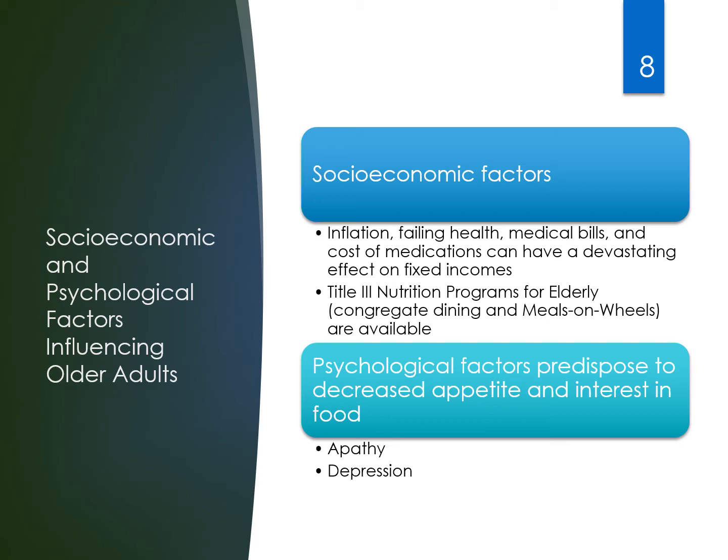Title III nutrition programs for elderly. This is kind of that congregate dining and Meals on Wheels. Those are usually available to older adults, but it really depends on where they live. If they don't live in an area that has the route for Meals on Wheels, then they're not able to get it. And then psychological factors predispose to decreased appetite and interest in food. So apathy and depression. Your book, the slide prompts me to say that loneliness is related to dietary inadequacies. So it makes me really sad thinking about older people and how their friends die.